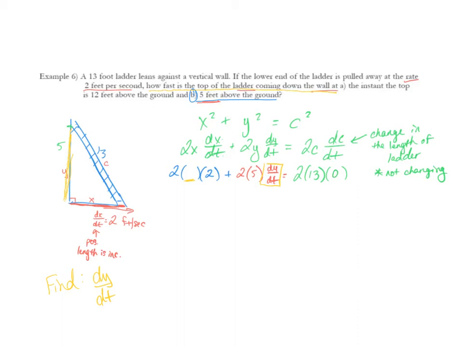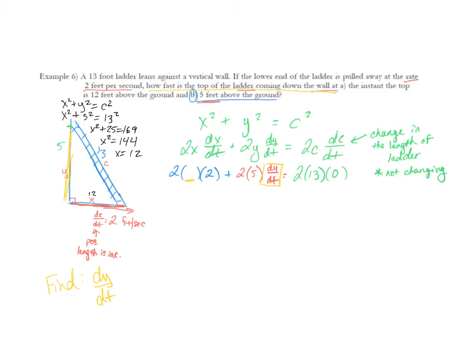Well, I'm going to use my Pythagorean theorem. So I have x squared plus y squared equals c squared. And my x value is what I'm solving for. My y value is 5. And my c value is 13. So I have x squared plus 25 equal to 169. Subtract over that 25, so I get 144. And square root both sides, so I get an x value of 12.